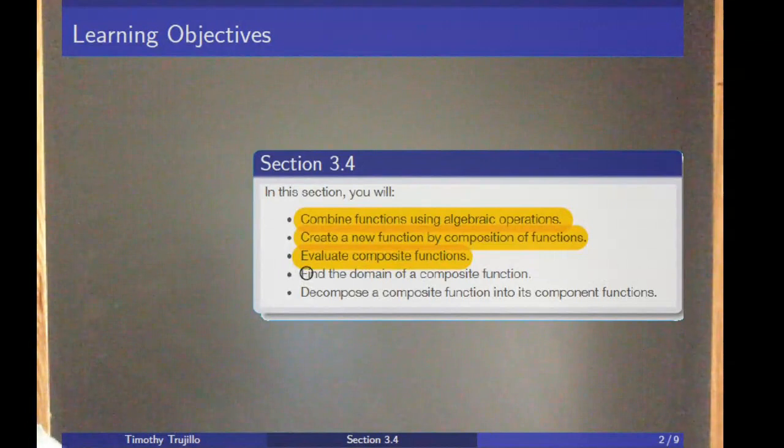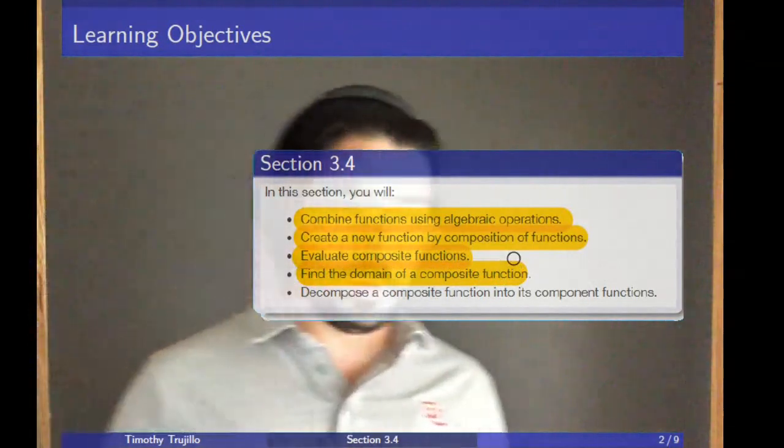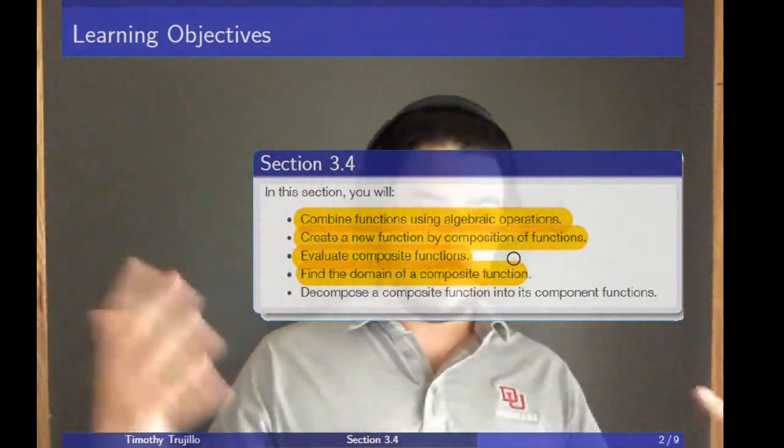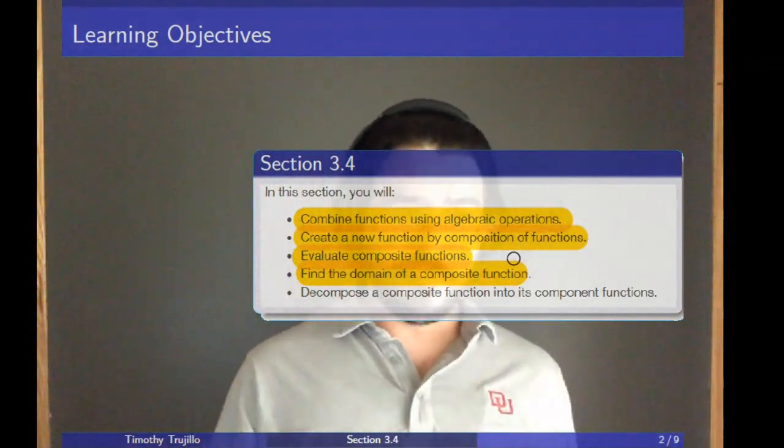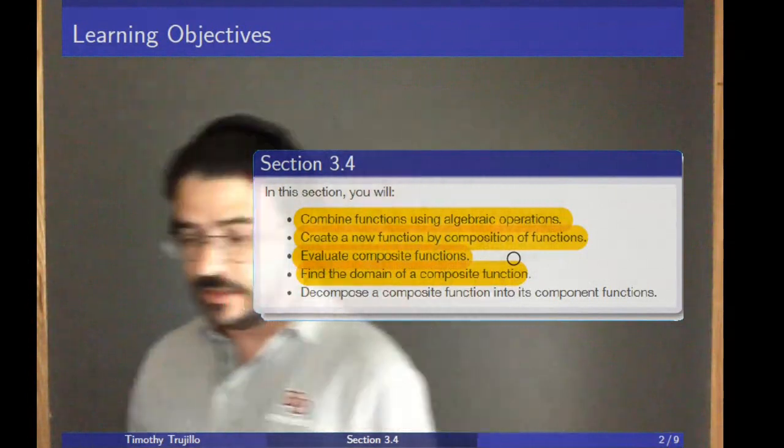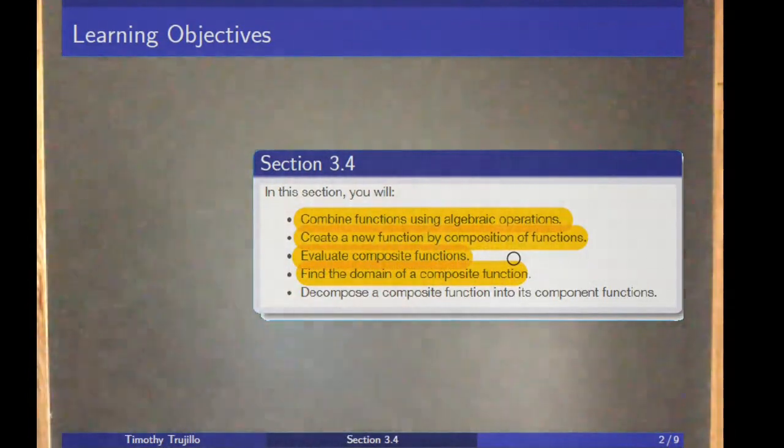One of the trickiest things with compositions is writing out what the domain is. The reason is that the composition depends both on the domain and the range of both functions. So we really have to be very careful about identifying the domain of a composition of 2 functions. So we'll talk about that.